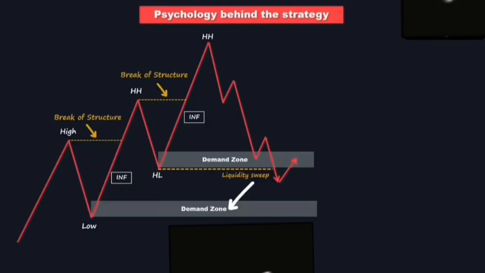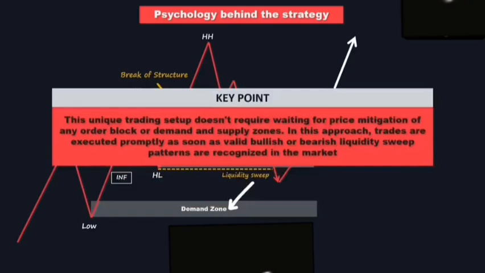Many traders make the mistake of waiting for the price to reach this extreme order block, expecting it to mitigate the extreme demand. However, in this scenario, the price ignores the lower order block and instead creates a bullish liquidity sweep pattern. It shows a change of character on the lower time frame and sharply moves back to the upside. Traders who wait for the price to come back down and mitigate the extreme demand often miss the trade opportunity. It's crucial to note that this unique trading setup doesn't require waiting for price mitigation of any order block or demand and supply zones. In this approach, trades are executed promptly as soon as valid bullish or bearish liquidity sweep patterns are recognized in the market.